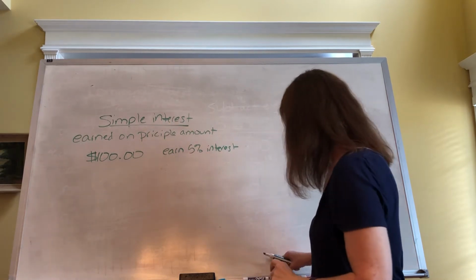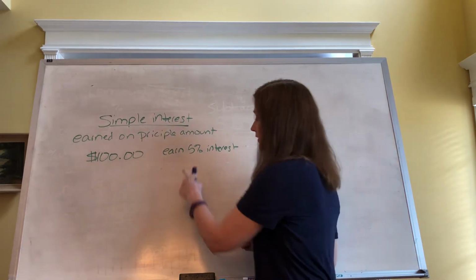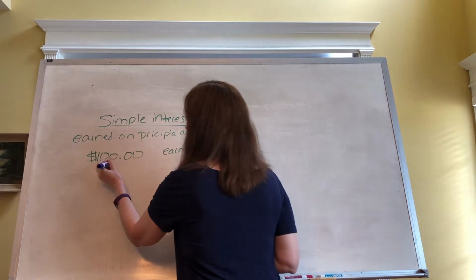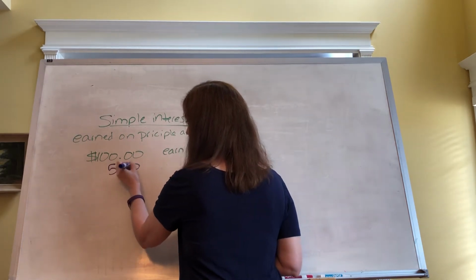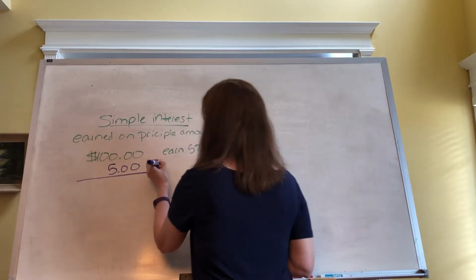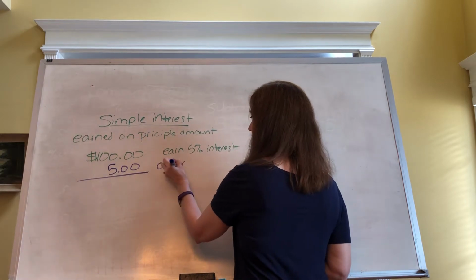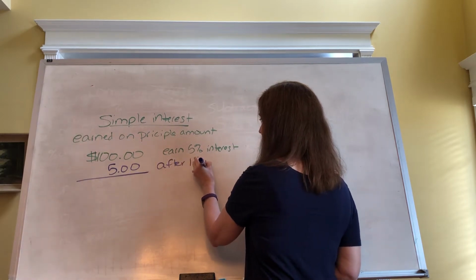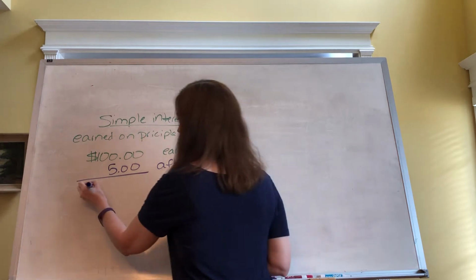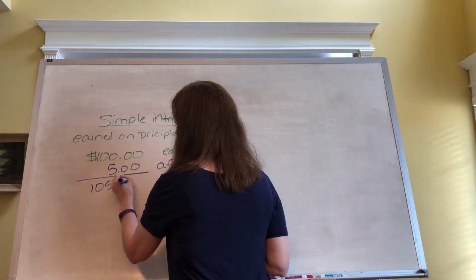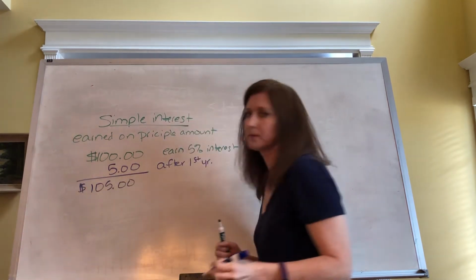So at the end of the first year, 5% of the 100 is gonna be $5 that I earn. And so this is after first year. And so now I have $105 in the bank.